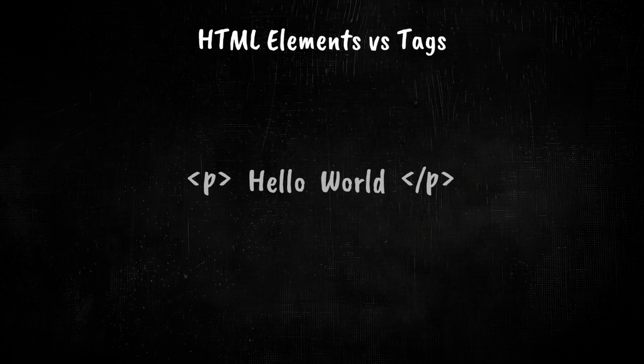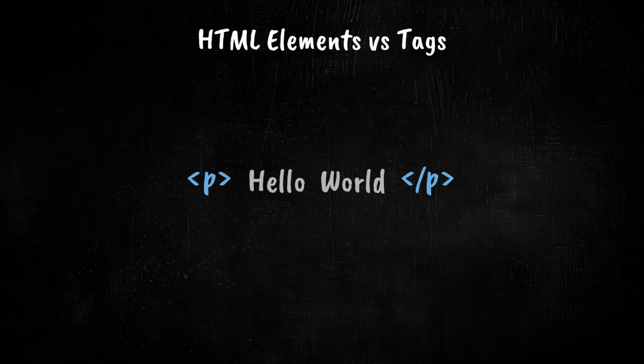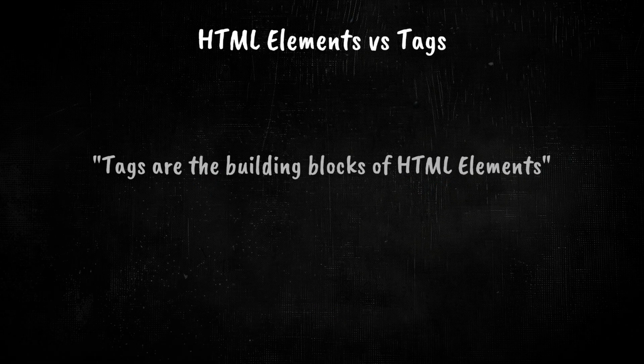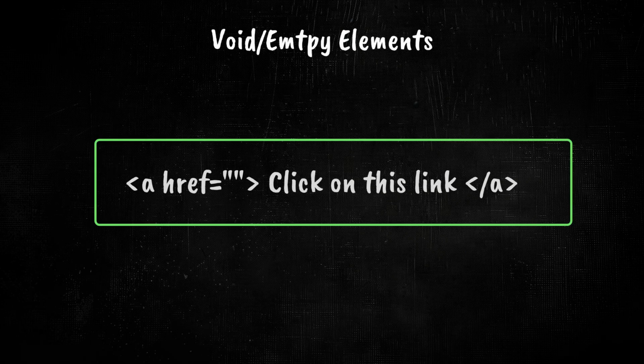Tags are the markers. The things with the angle brackets, like the opening tag or the closing tag, they're just the start and end points. Whereas the elements are the whole deal: the opening tag, the content and the closing tag together. So P, hello world, and the closing P is an element. But only P with the angle brackets, or with the backslash and angle brackets, are just the tags. You can say tags are the building blocks of HTML elements and elements are the building blocks of the HTML document.